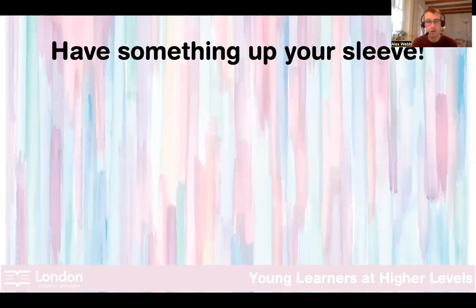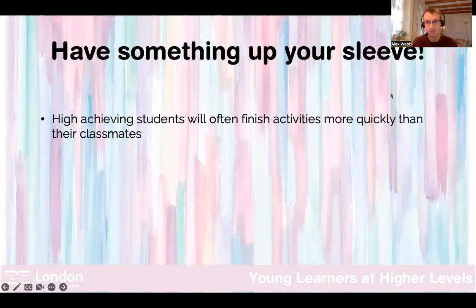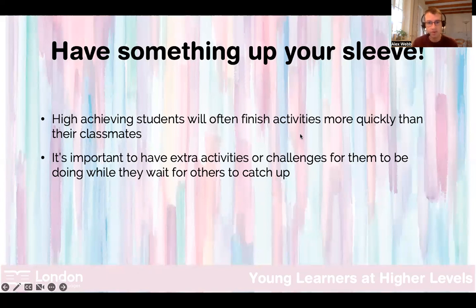It's also crucial to have something ready up your sleeve in case you have students that are fast finishers, okay? So for example, you've got these high achieving students in your classes, in your B2 class. B2, this is a particularly common situation. These high achieving students will often finish activities much more quickly than their classmates. They find it easy, they go through it, done. Okay, so it's important to have extra activities or challenges for them to be doing while they wait for the other students in the class to catch up with them.